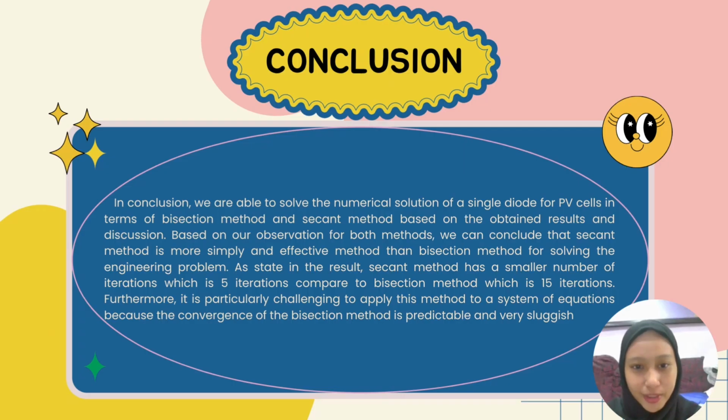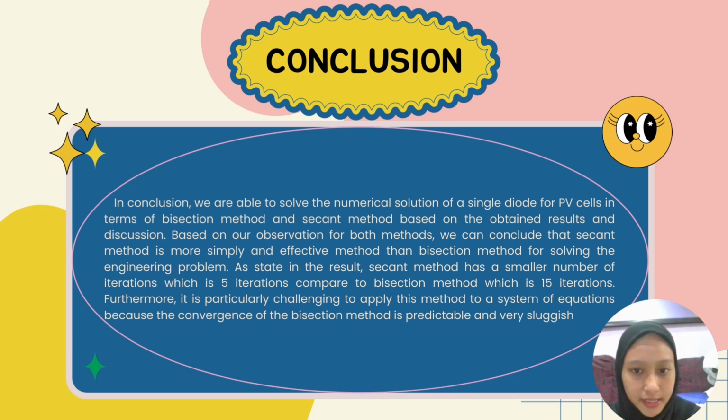In conclusion, we are able to solve the numerical solution of a single diode for PV cell in terms of the bisection method and secant method, based on the obtained results and discussion. Based on our observation of both methods, we can conclude that the secant method is simpler and more effective than the bisection method for solving engineering problems.